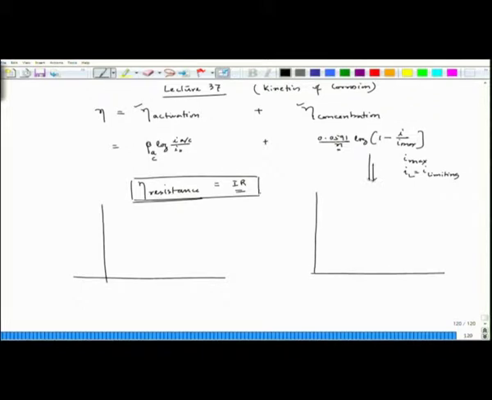If I try to plot this one, this is overvoltage, this is log I, and this is the point where overvoltage is 0, corresponding to I0 of that particular metal. If I try to plot this, the plot will look like this.